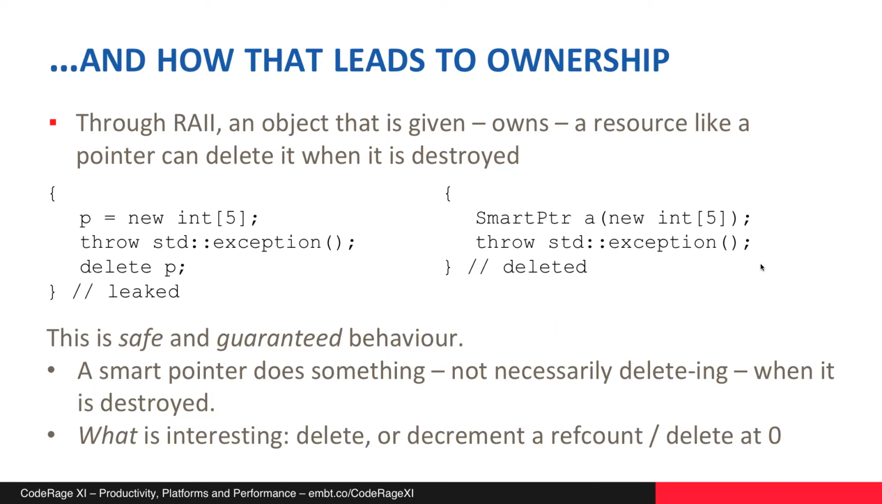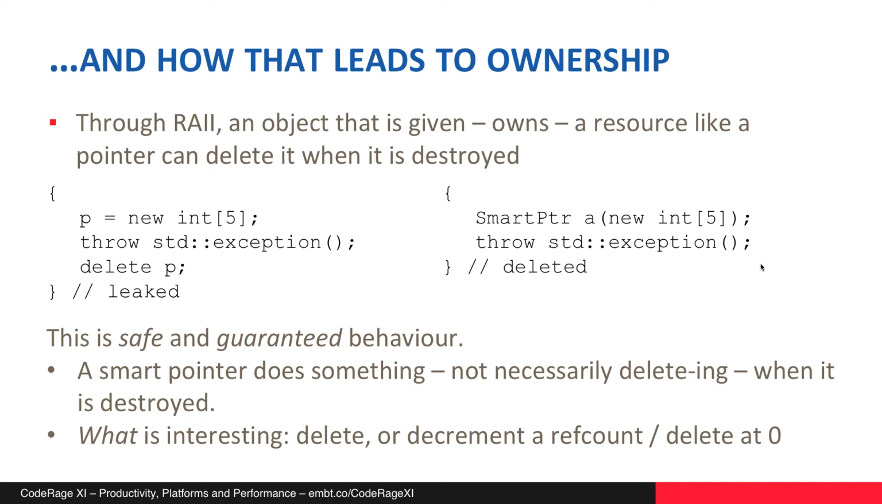That's important because it leads to using ownership through RAII, resource acquisition is initialization, which is an object that is given and owns a resource when it's created, when it's initialized, and it can delete it when it is destroyed. The code example on the left shows allocating a new array, and then immediately after an exception occurs. So that array, the pointer np, is never deleted, it's a memory leak.